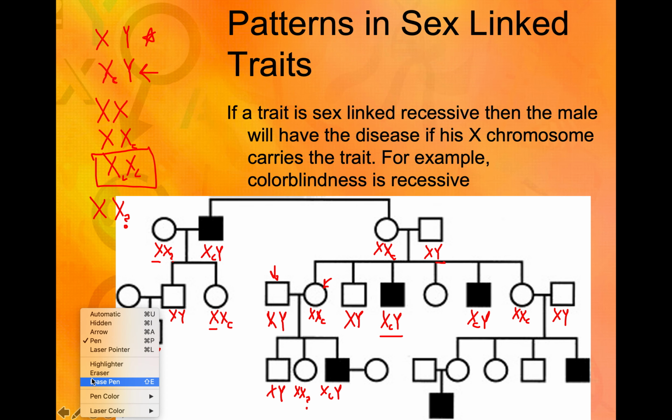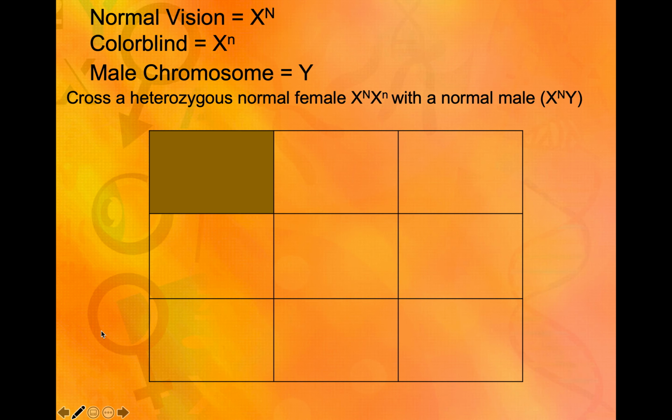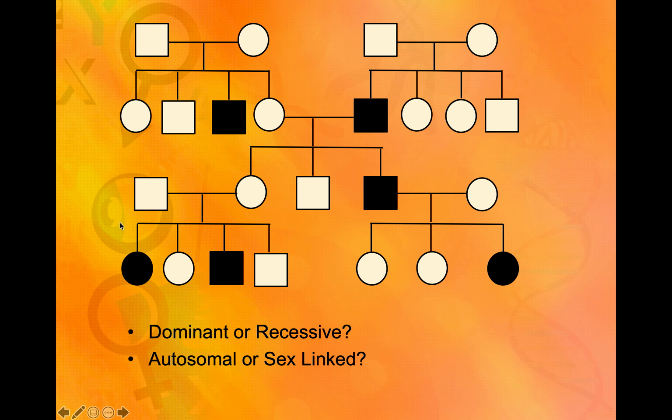As a matter of fact, your exercise today is doing this, except for instead of using C's, you're going to be using H's because we're going to do hemophilia. All right? We already did the Punnett squares for these.